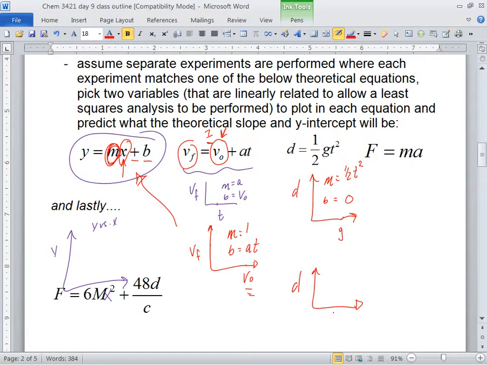Let's try D versus T. My slope is what? My y-intercept is what? My slope is going to be, now pull out a T, what's left? 1/2 t times g, because it's all there. I've still got my t in there. My slope is still going to be changing with time. So that one won't work either.